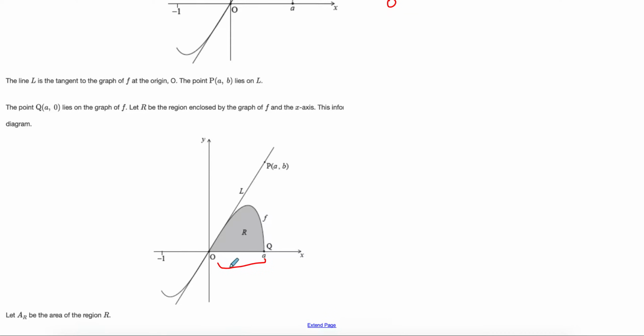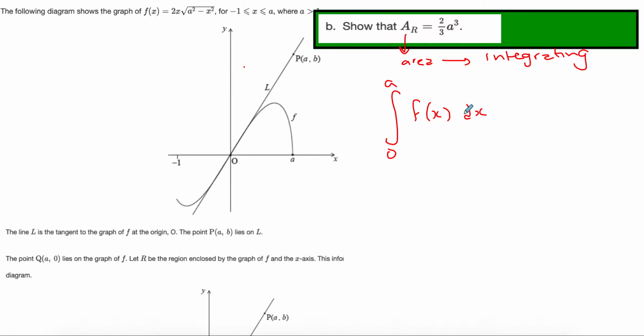And the reason we take the x coordinates is because you're integrating in terms of x. So basically what you're trying to integrate is 2x, so your original function, 2x square root of a squared minus x squared dx. Quite a long one, seems complicated.